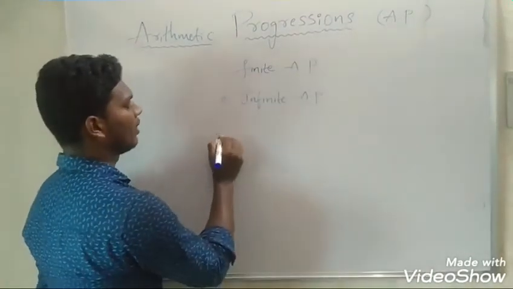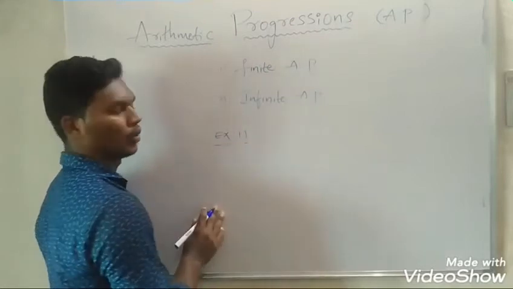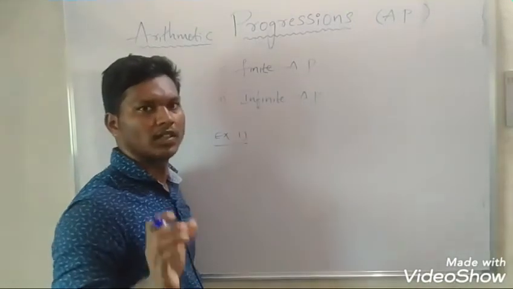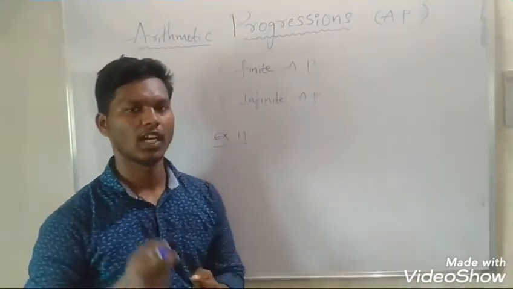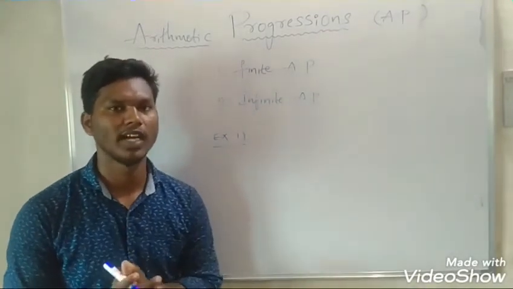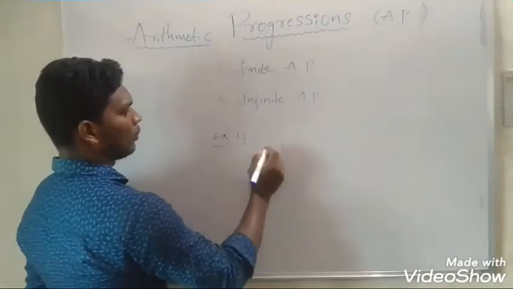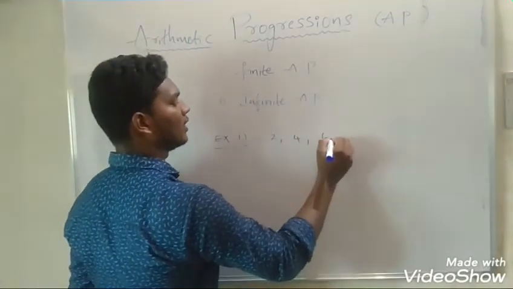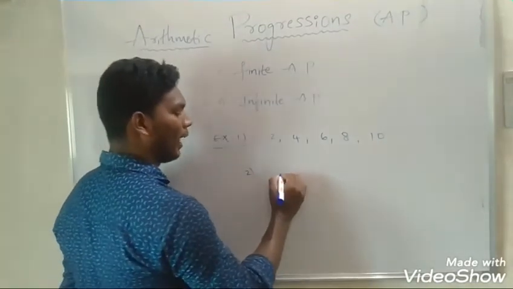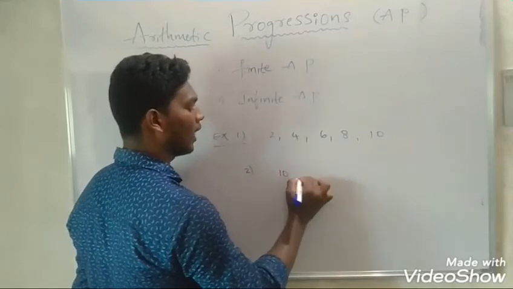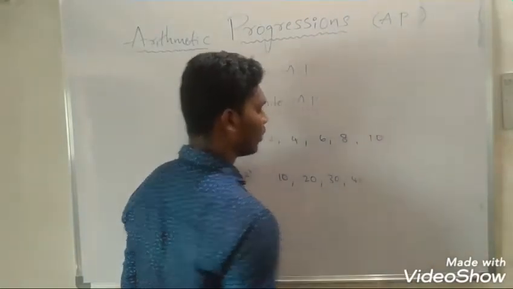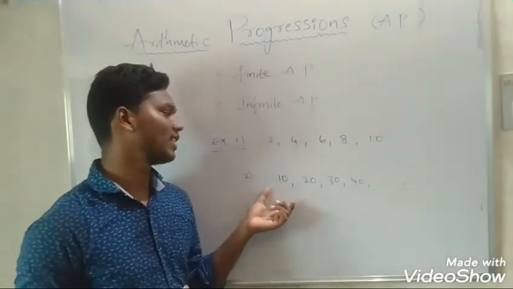Let us consider two examples, see friends. You tell me which is finite and which is infinite. Already I am saying finite means the exact value; we can say whether it is 10 or 12 or 14. Infinite means we can't express the value, we can't say the particular value, whether it is 10 or 12. Example 1: 2, 4, 6, 8, 10. Example 2: 10, 20, 30, 40, and so on. These are the two examples I am considering.